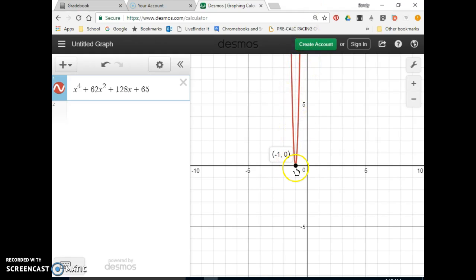Again, this is a bounce. It touches the x-axis and bounces back off. So this is a double root, so this zero will count twice, and we'll see that here in just a little bit when we start showing our work.